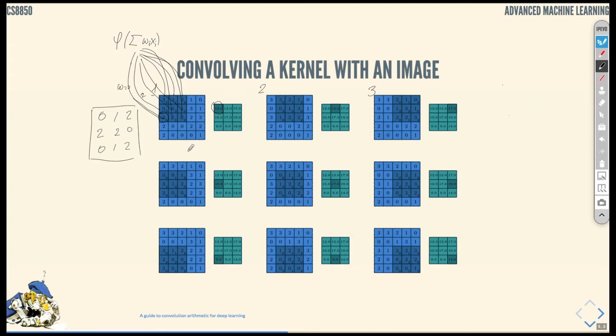And step by step, 3, 4, 5, 6, 7, 8, 9, we eventually scan through the whole image. In this particular example, the step from here to here, when our kernel is shifted by one step, this step is called stride, and it doesn't have to be one, but in this particular case it is one.